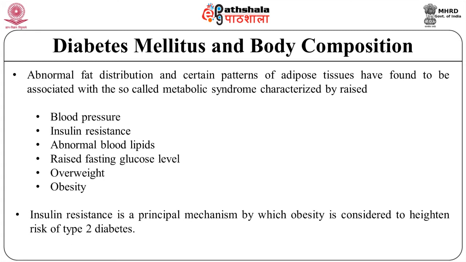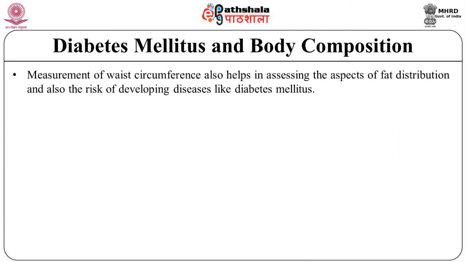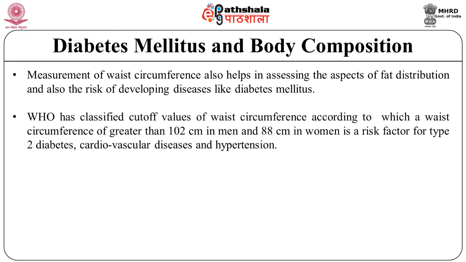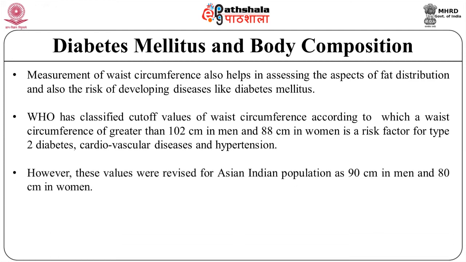Insulin resistance is a principal mechanism by which obesity is considered to increase risk of type 2 diabetes. Now, measurement of waist circumference also helps in assessing the aspect of fat distribution and also the risk of developing diseases like diabetes mellitus. WHO has classified cutoff values of waist circumference, according to which a waist circumference of greater than 102 cm in men and 88 cm in women is a risk factor for type 2 diabetes, cardiovascular disease and hypertension. However, these values were revised for the Asian Indian population as 90 cm in men and 80 cm in women.